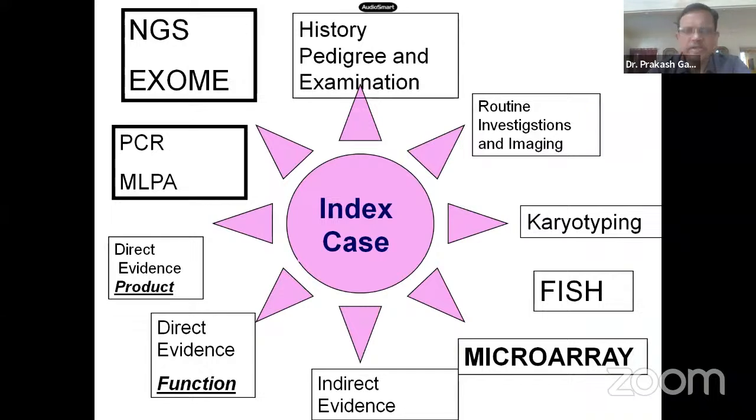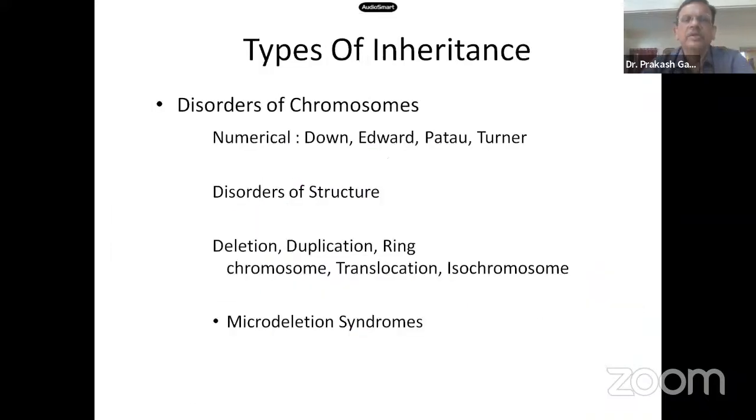So all these techniques are available to us, and we have to choose the perfect technique suitable for your patient out of these. As I said, there are different types of inheritance. And whenever we are dealing with disorders of chromosomes, we must know that they are because of either number changes, additions like Down syndrome or Edwards and Patau, which are known as trisomies, or monosomy, which is responsible for Turner syndrome, monosomy of the X chromosome. Or they can be disorders of structure, like deletion, duplication.